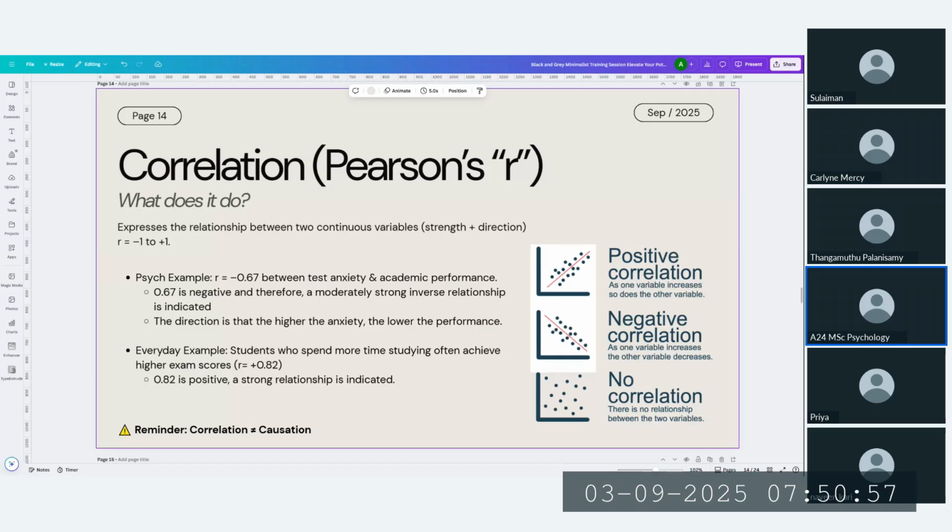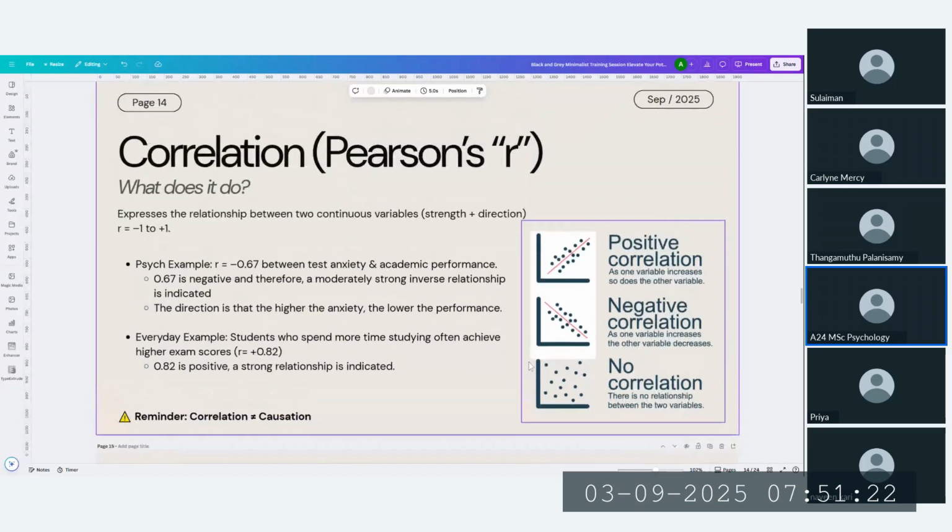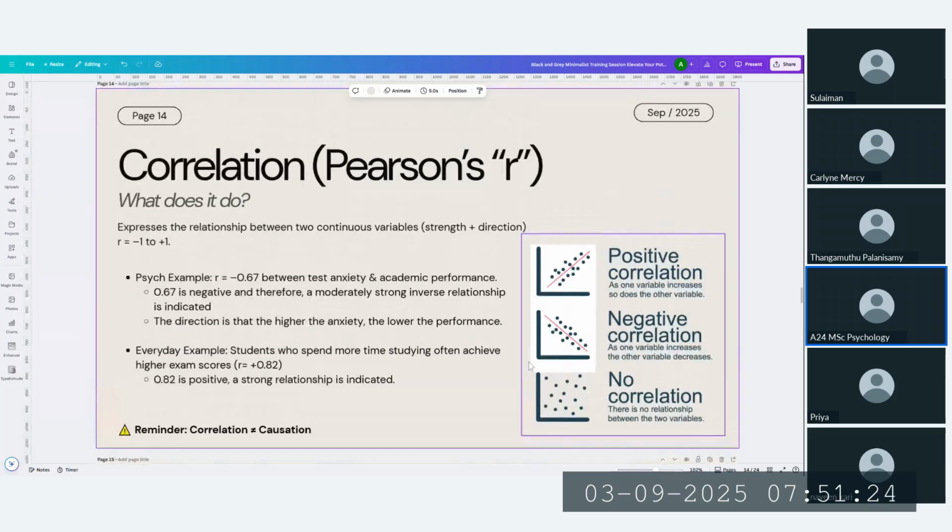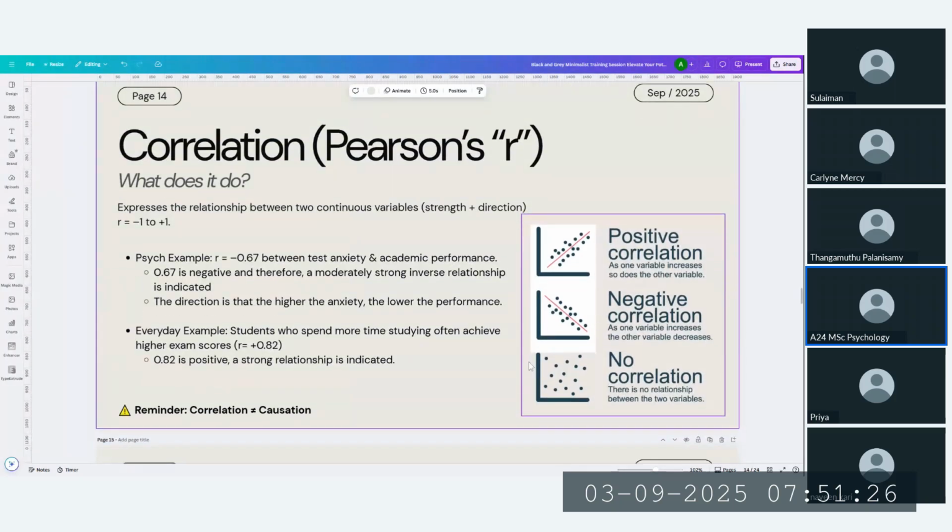Here, it is important to understand that correlation is not causation. That means just because anxiety and academic performance are correlated, does not mean that anxiety will cause academic performance to dip. It only indicates it's an observation. That's all. You cannot categorically say in 100% of the cases it is like this, right?